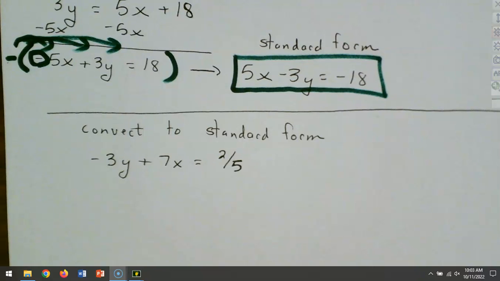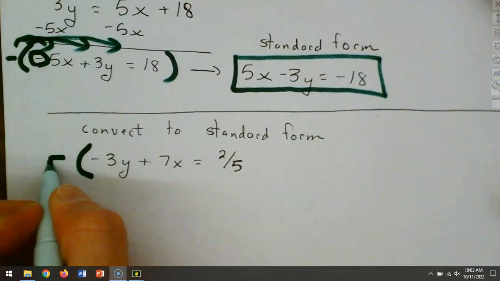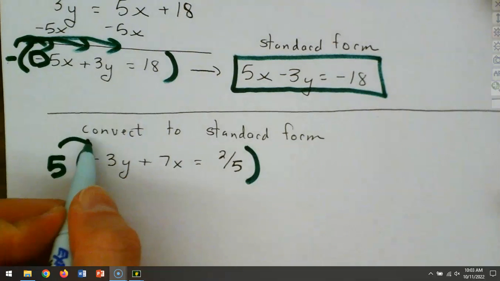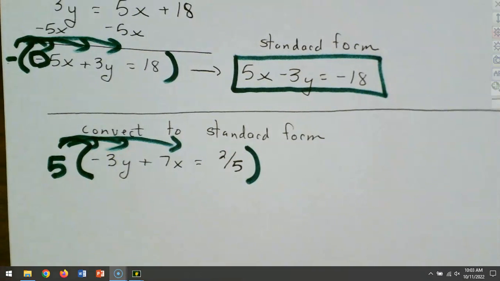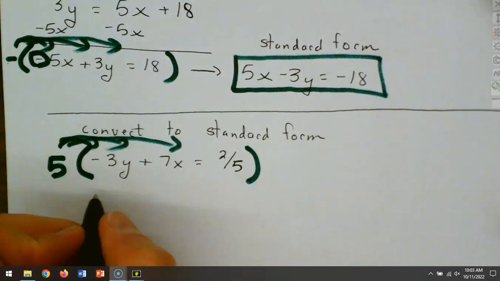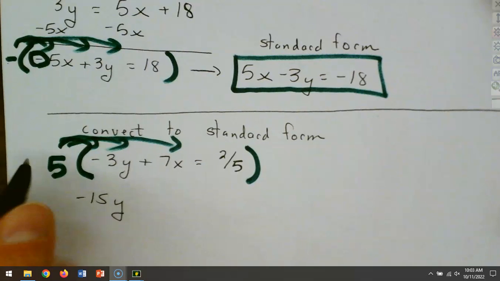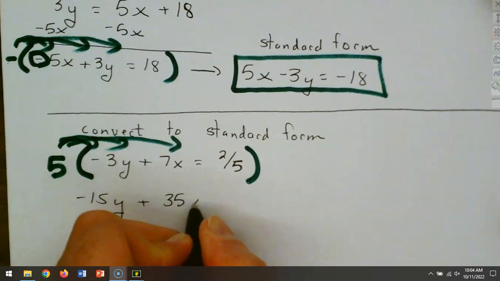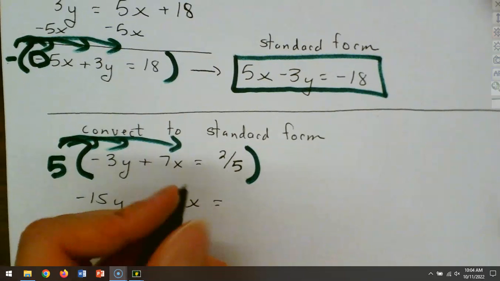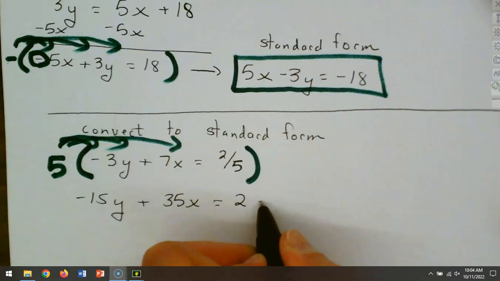First off, it's not in the correct order. X and Y's are not in the correct order. The X always goes first, and we need to clear out the fractions. So let's get rid of that 2/5 by multiplying everything by a 5. That is going to clear out and take care of all of our fractions. So minus 15y, 5 times 7, that makes it a 35x. 5's cancel, and that leaves you with a 2.